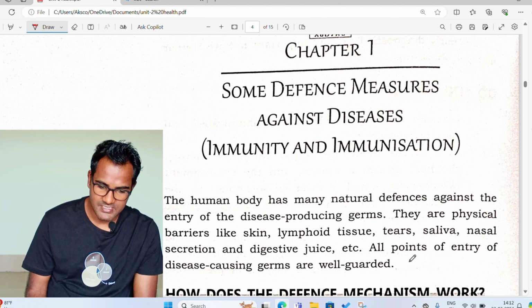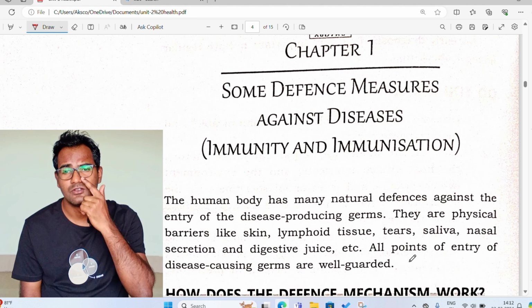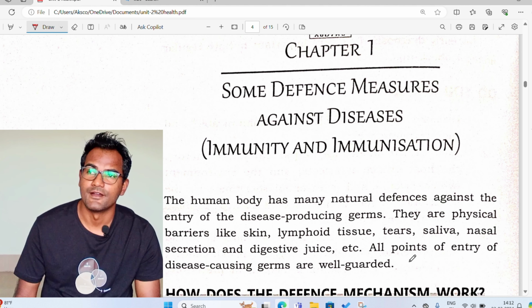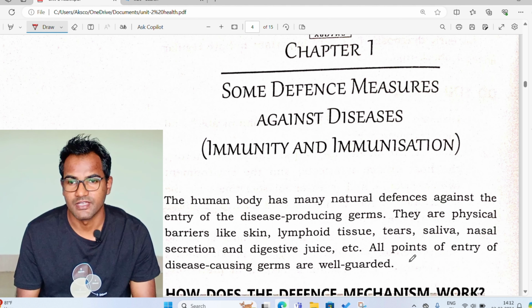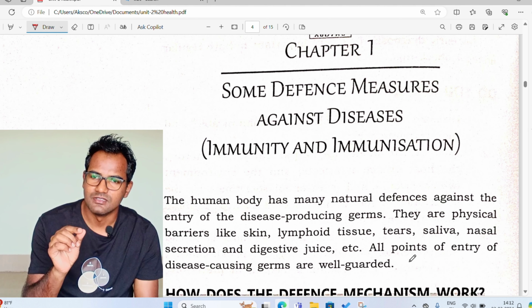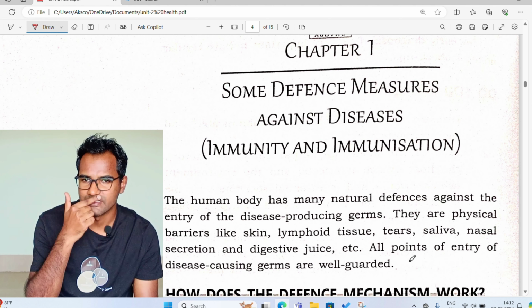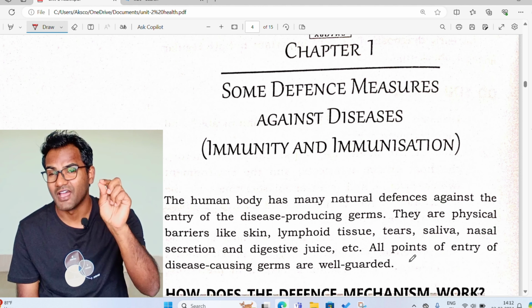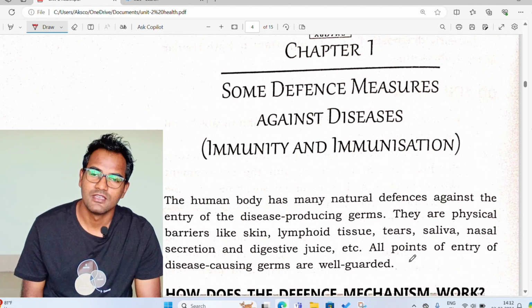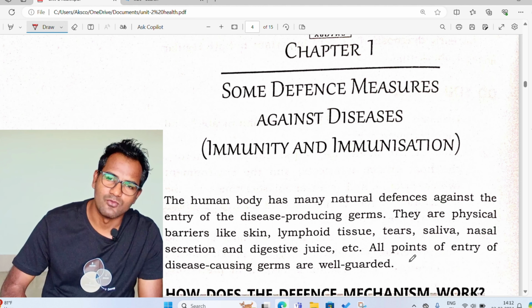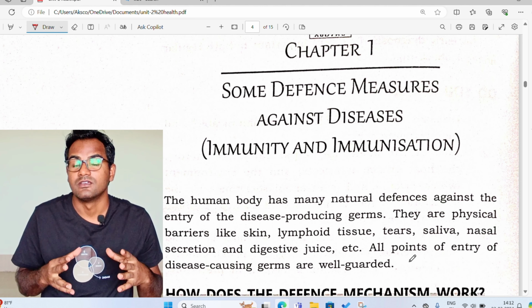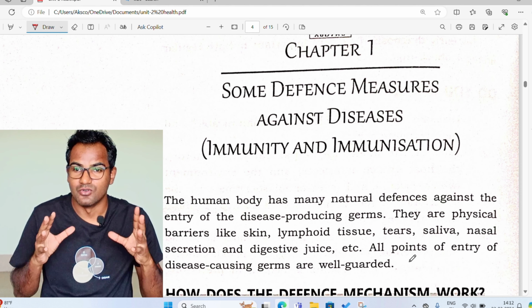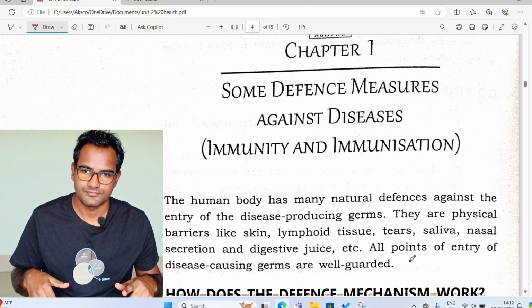Then nasal secretion. Nasal secretion means the nose. Whenever you are having cough and cold, your nostrils are blocked, right? And the nasal cavities, the nostrils, have what? They have fine small hairs, right? Now why is there hair? The hair is there in order to protect against germs or dust getting into your body.